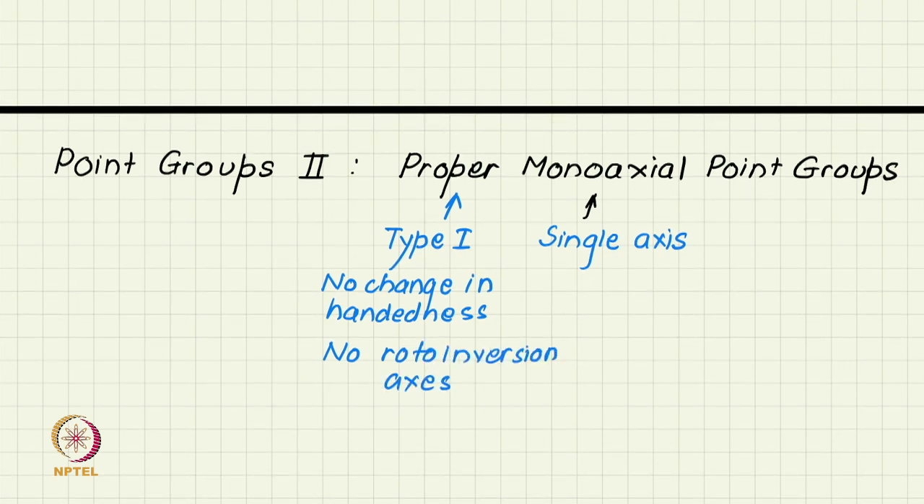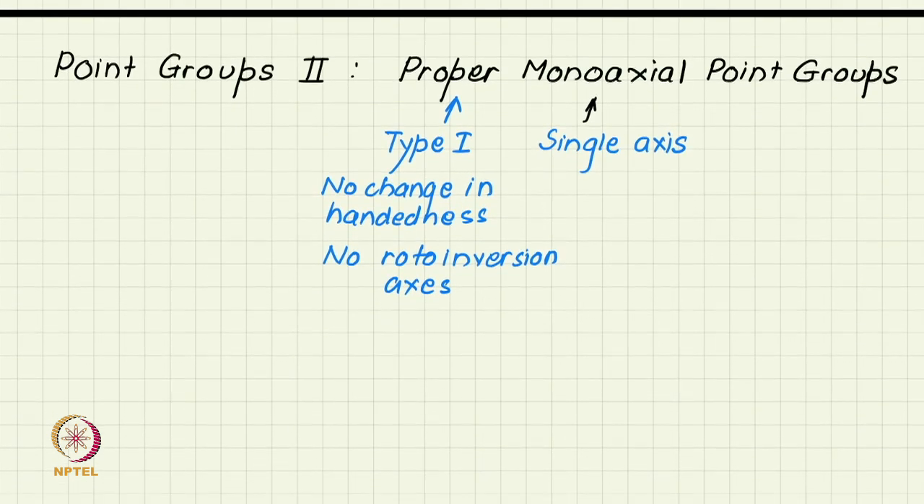So, as we have seen before in part 1, there are 5 proper axes and 5 improper axes. So, for proper monoaxial point groups, we will consider only the 5 proper axes. So, these are 1, 2, 3, 4 and 6. As you know, 5-fold is not allowed in crystallography because it is not consistent with the translational symmetry.